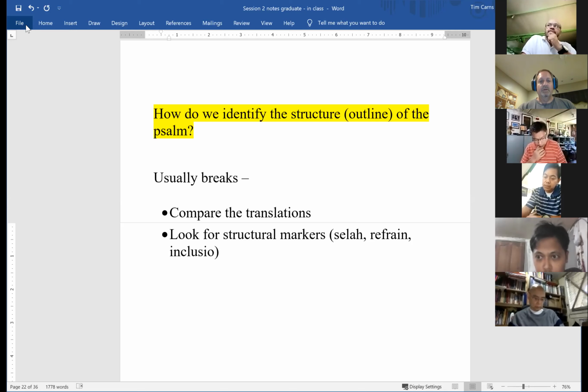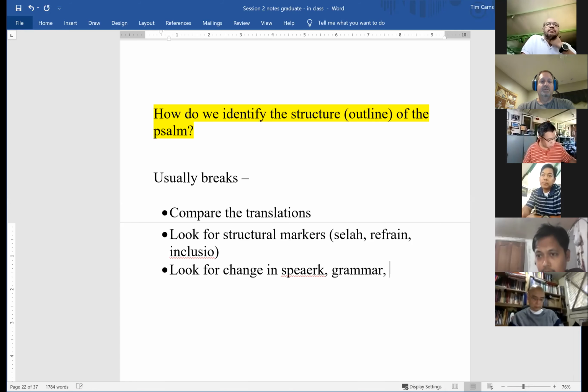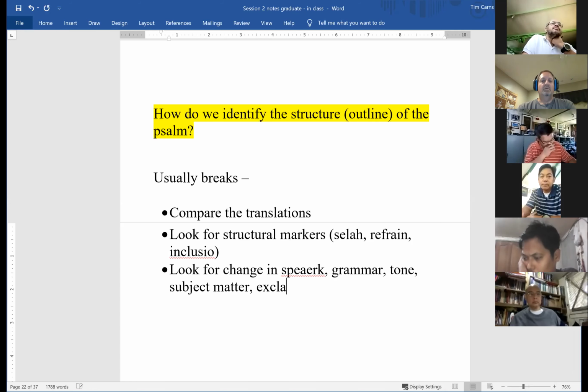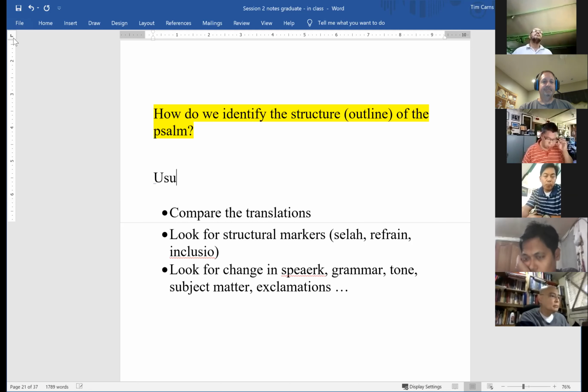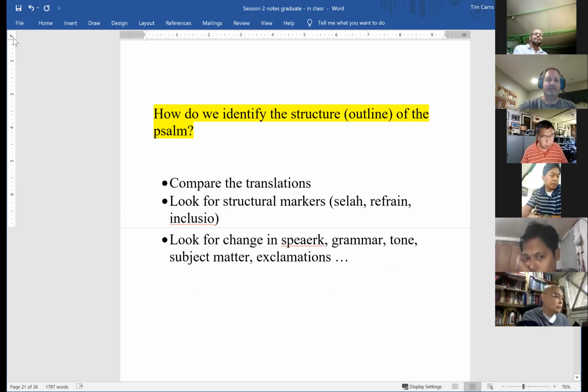All right, and then finally, look for other changes. Change in speaker or grammar or tone or subject matter or exclamations like behold or whoa or something like that. So sometimes there are other kinds of changes that you can use to identify a change in the stanza. Okay, so let's apply this process to Psalm 99. Let's try to identify the stanzas in the psalm.